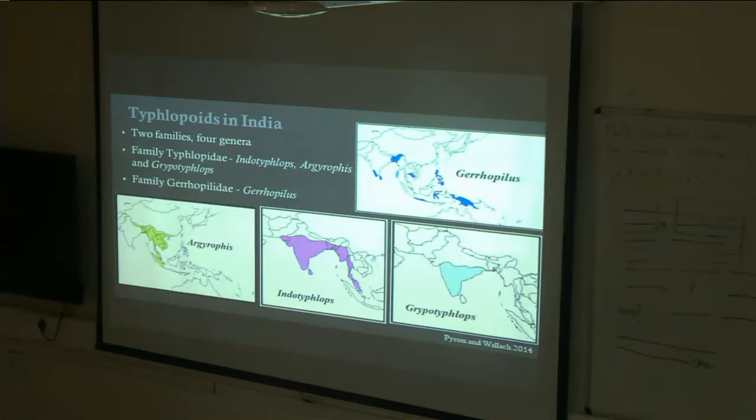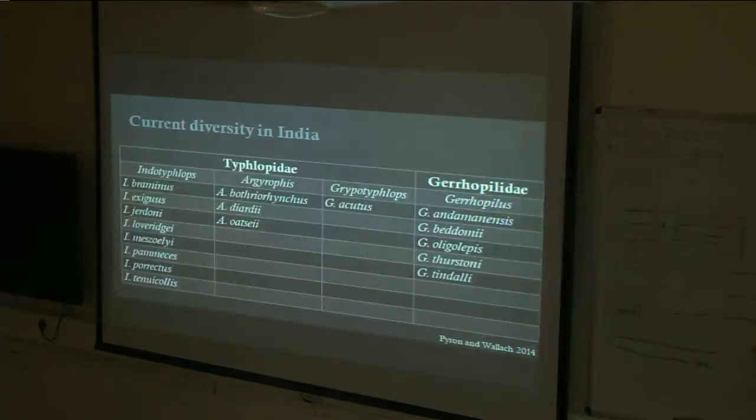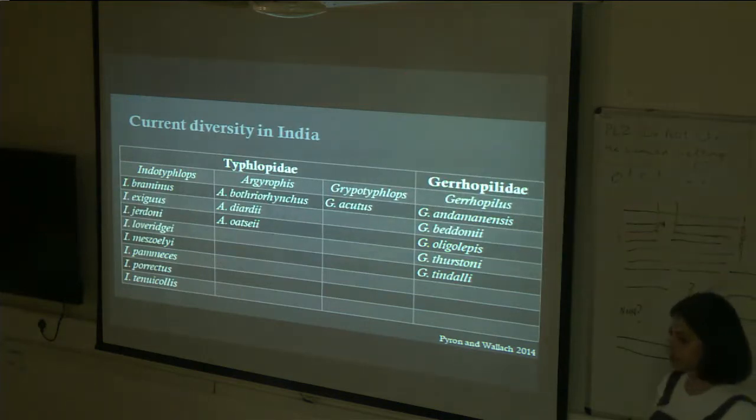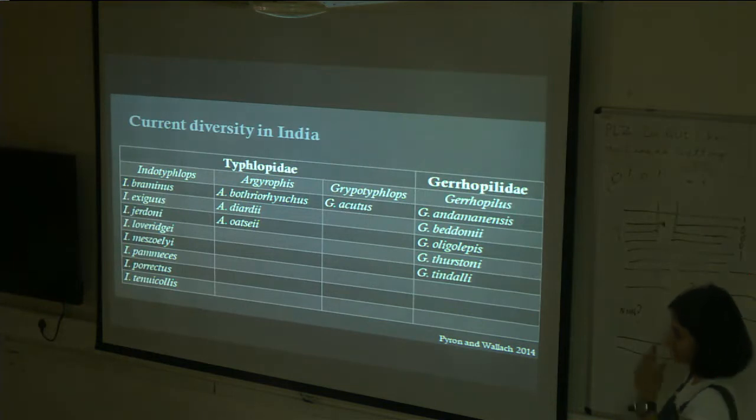So when I started off my work, this is what we knew about blindsnakes from India. There were very few studies, one of which had listed 17 species from India. But we didn't know whether some of these were synonyms, or some of these hadn't been found again after the first description. So we had very little to go on. So I decided to focus on only the genera because I didn't know much about the species.